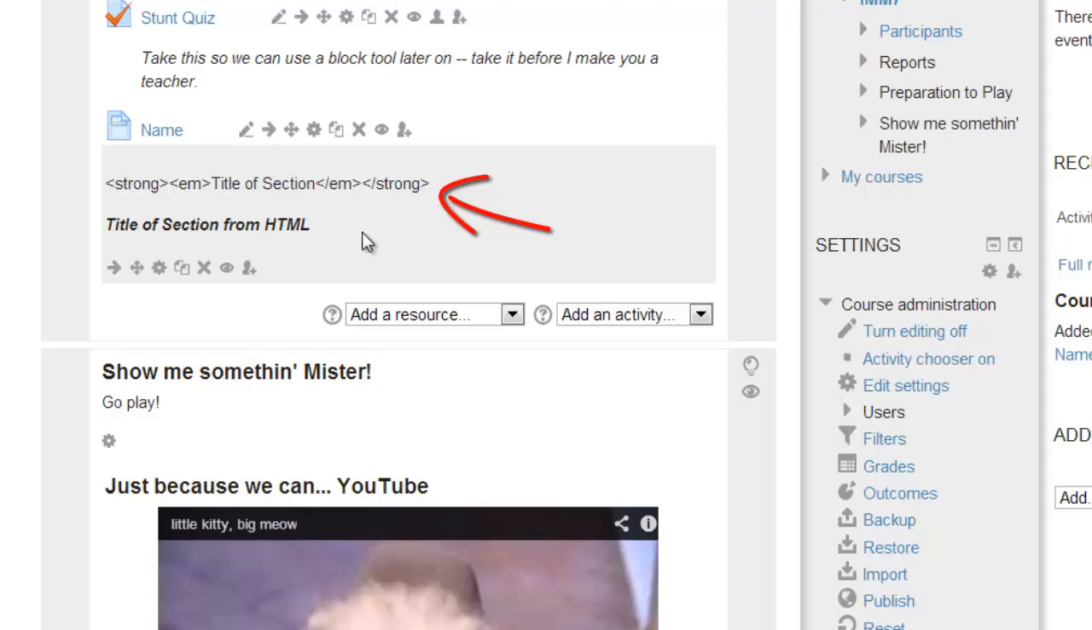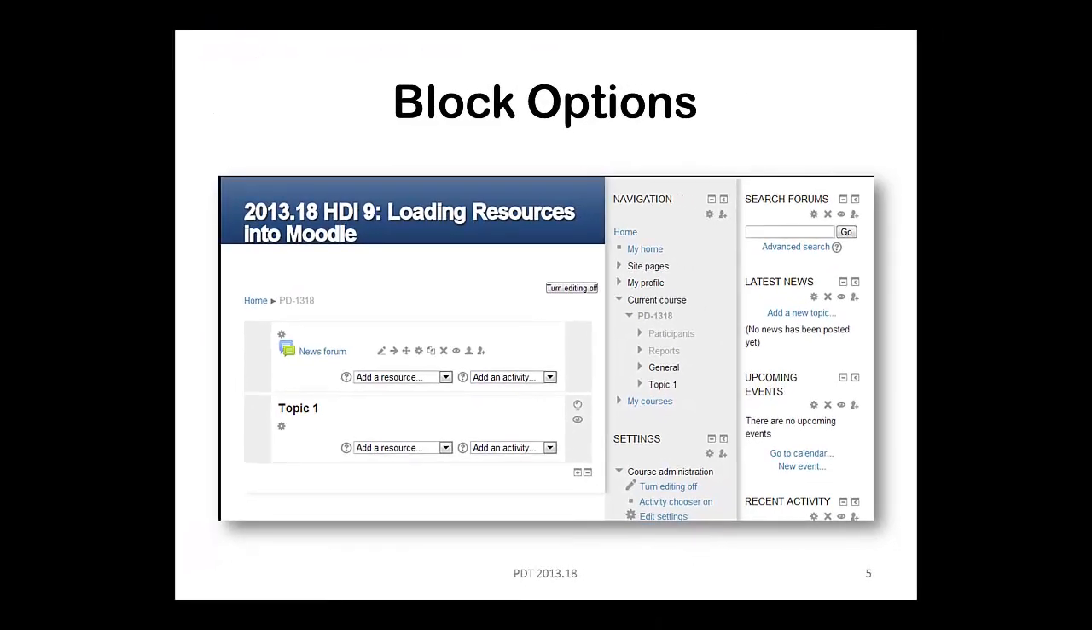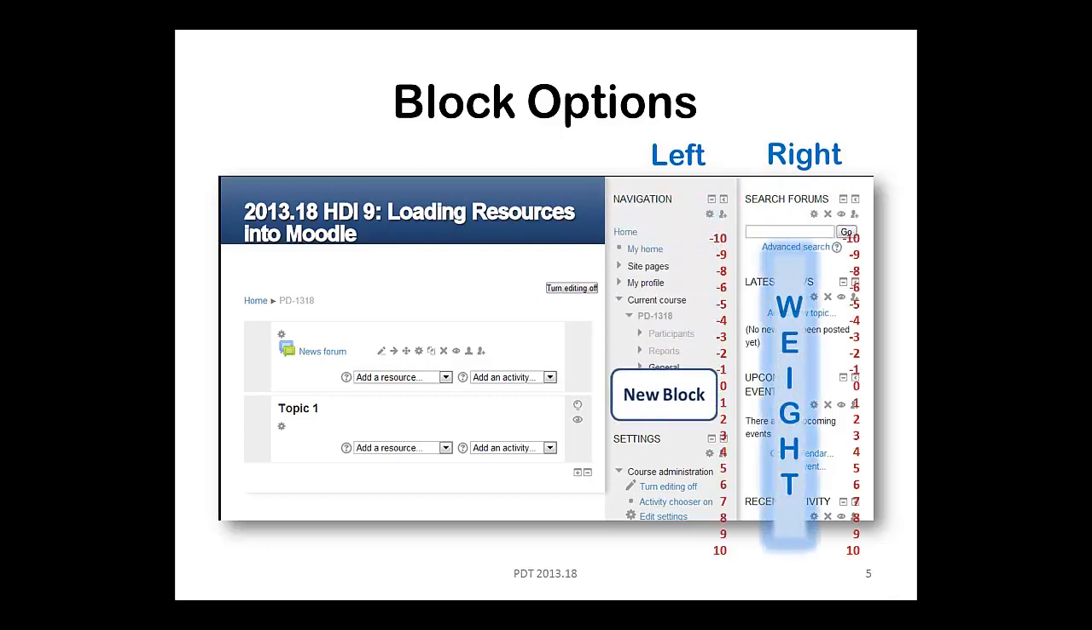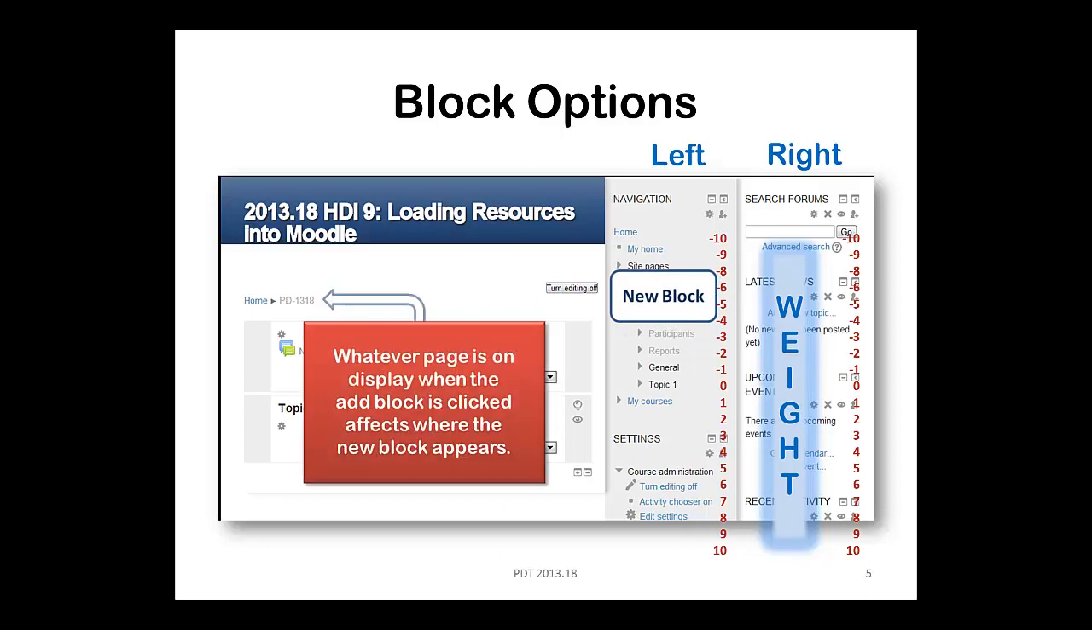When using blocks, as opposed to adding resources in the front page, there are some different options that you need to be aware of. In addition to whatever content the block has, you are able to determine which column, left or right, where in that column, top to bottom, called weight, from -10 at the top of the column down through +10 at the bottom of the column, and on which pages the block should appear.